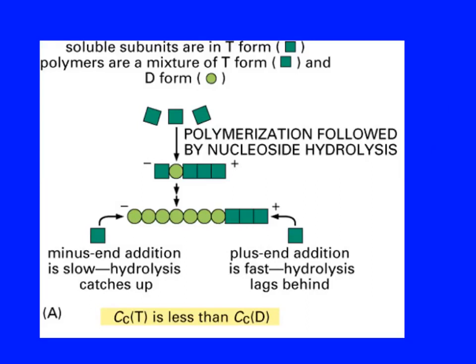But what happens, so treadmilling, Brian, is when you're adding to one end and you're removing from the other at the same speed. All right? And so what happens is the T's come on here and you have the D's here, and the D's are more likely to come back off. So it just keeps the filament sort of fresh and moving.